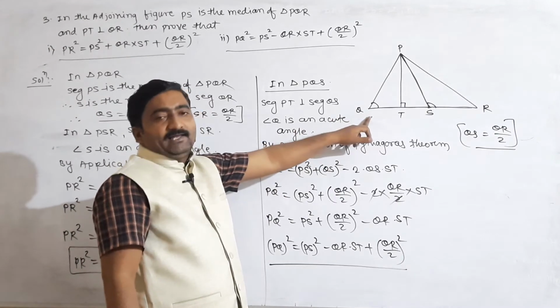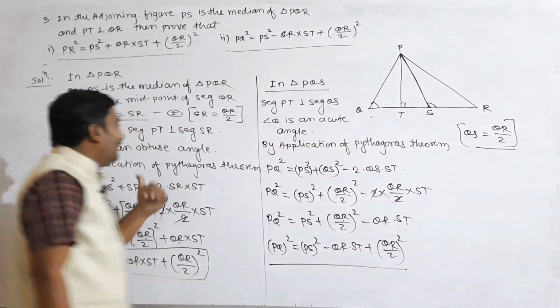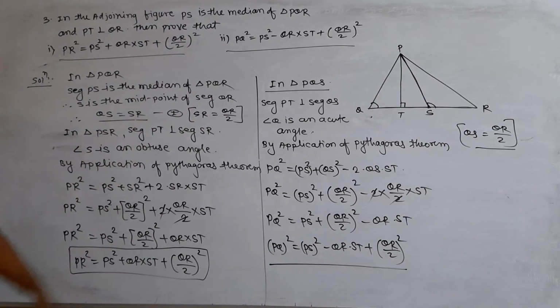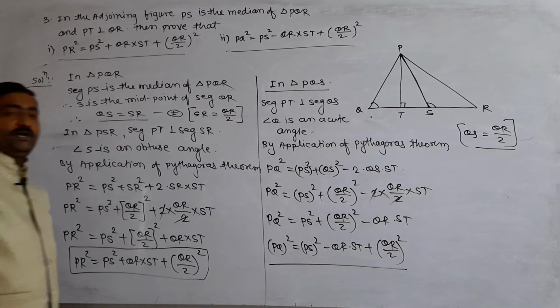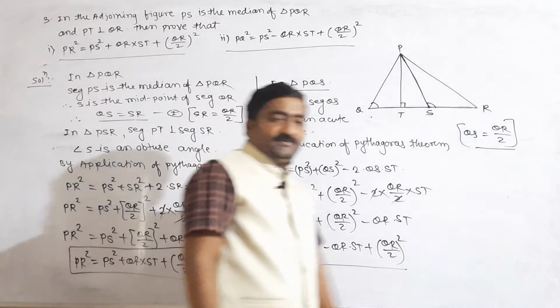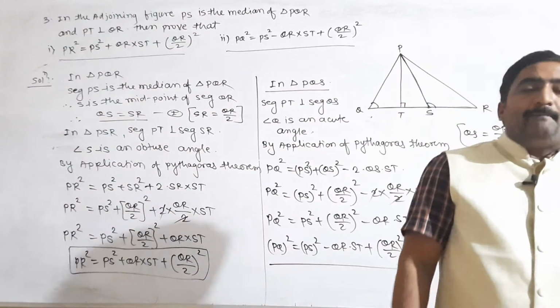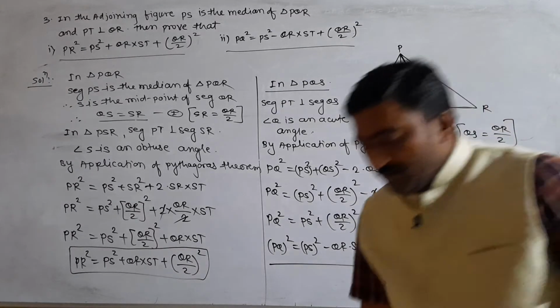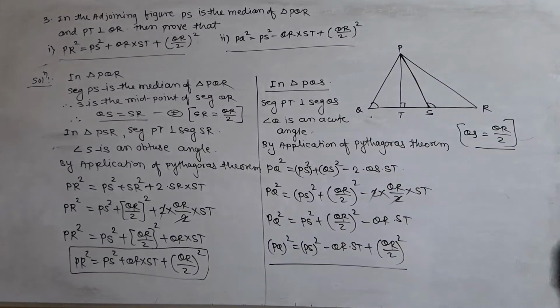In the first case the given angle is an acute angle, and here the given angle is an obtuse angle. So these are the two conditions for this problem. This problem is very important. So remember application of Pythagoras theorem and Apollonius theorem. So study the next problem here.